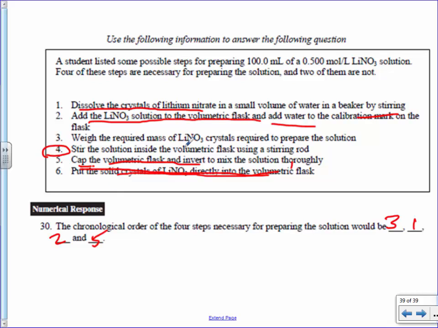Number 4 here, stir the solution inside the flask with a stirring rod. That's not possible. Stirring rods don't usually fit inside volumetric flasks. So hopefully the 2 things that you didn't use were 4 and 6. And you got the other ones in the right order.